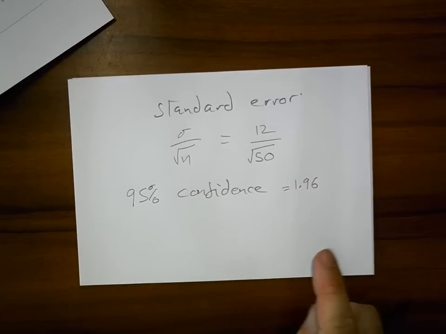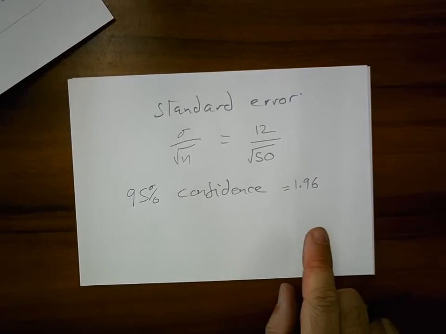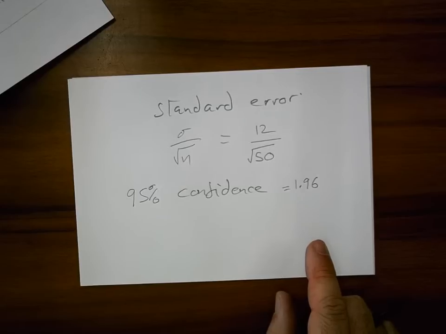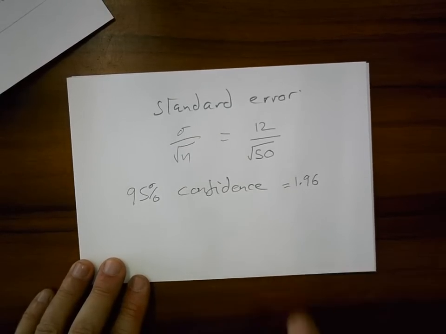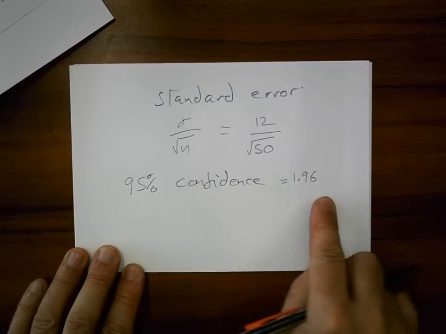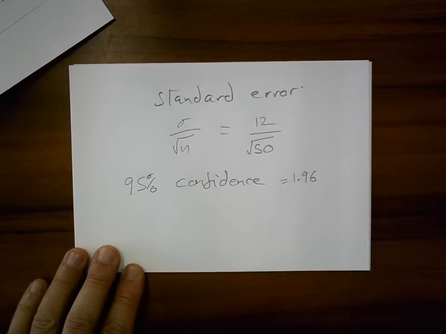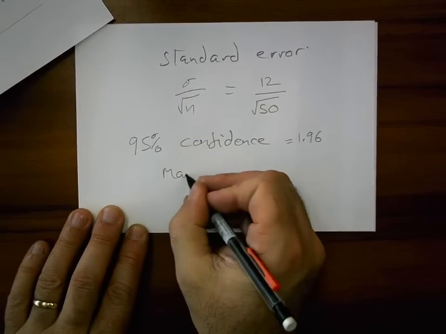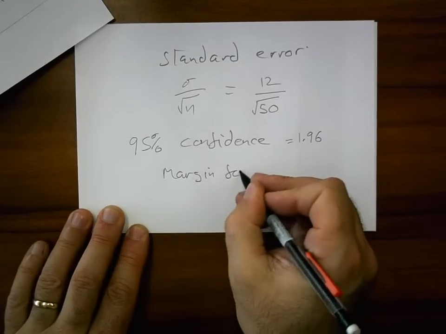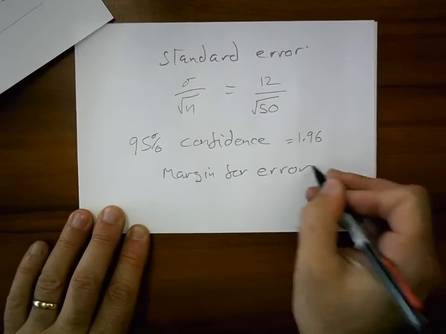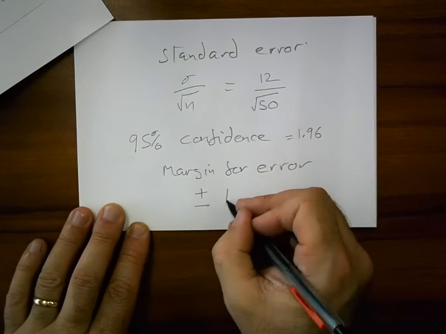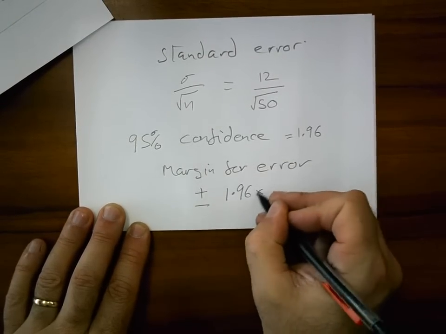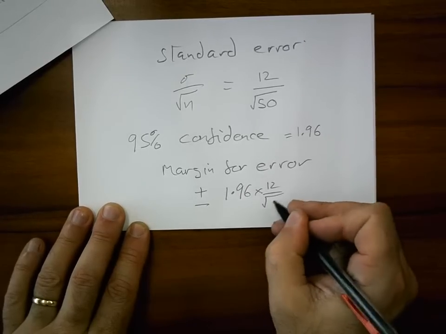Now I'm convinced that in the test they are going to give you something weird, like an 88% confidence interval, to see if you know how to find that number. Okay, so if you don't remember, look at the video. Now, a 95% confidence interval gives us a Z number. So now our margin of error is going to be plus or minus 1.96 times 12 over root 50.